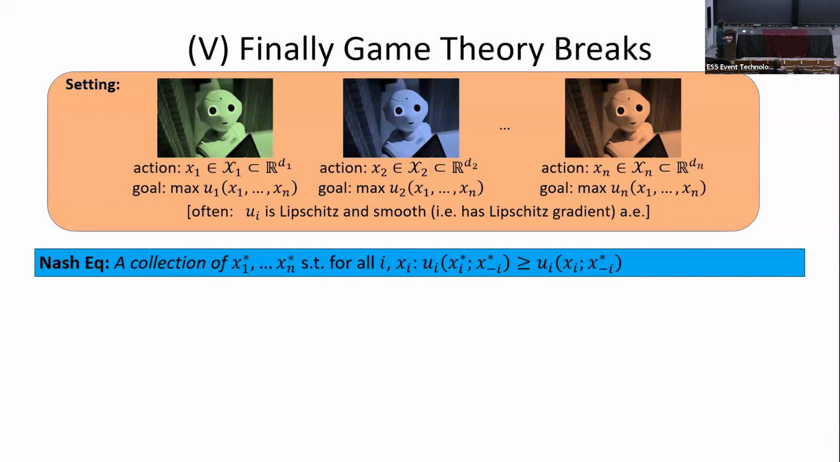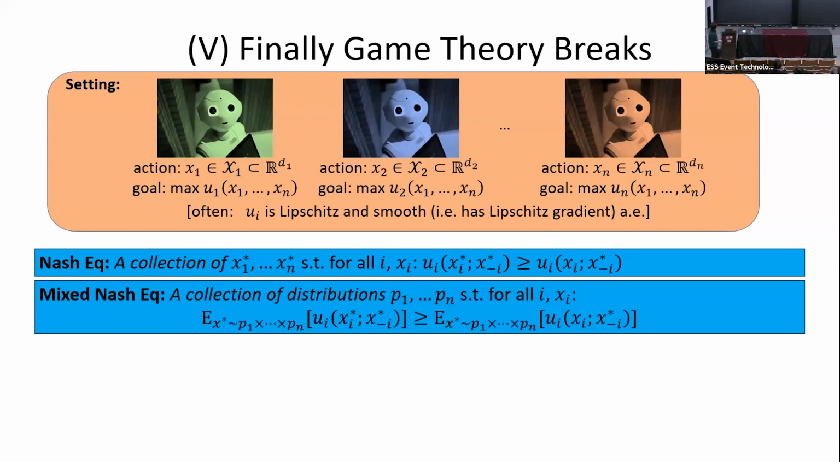Then you can define a randomized Nash equilibrium, also called mixed Nash equilibrium, which is, rather than having each agent select a fixed setting of their parameters, you can have a distribution over settings of parameters for each agent. And you want the same inequality to hold, but with an expectation outside. So you're sampling a setting of parameters from the product measure of these distributions, and you don't want there to exist an opportunity for agent i to improve their utility. That's mixed Nash or randomized Nash equilibrium.